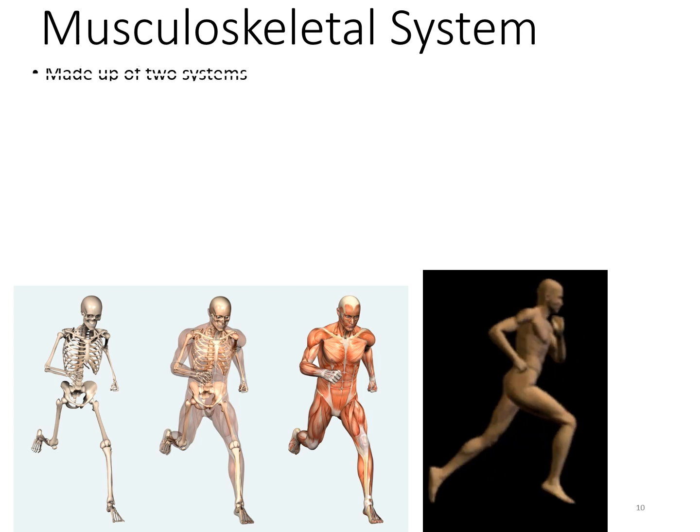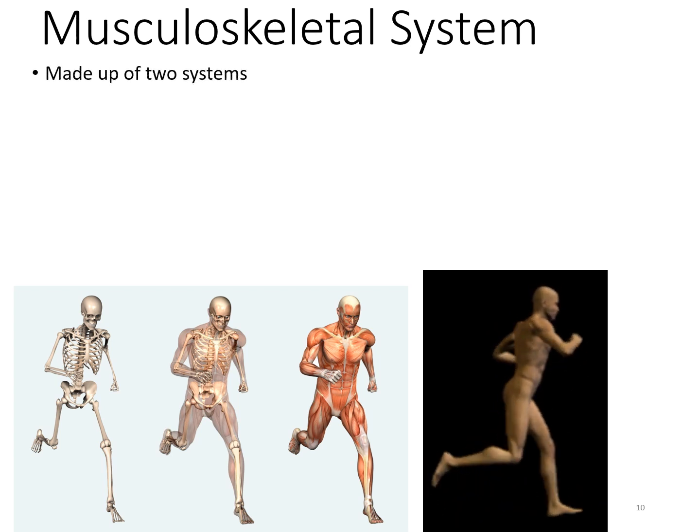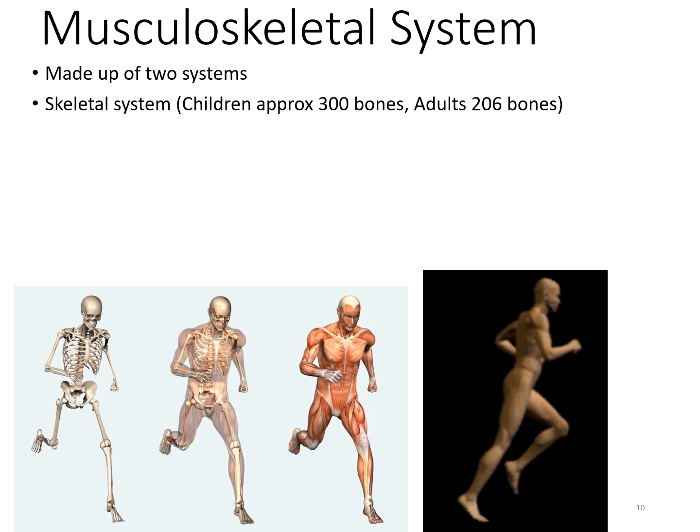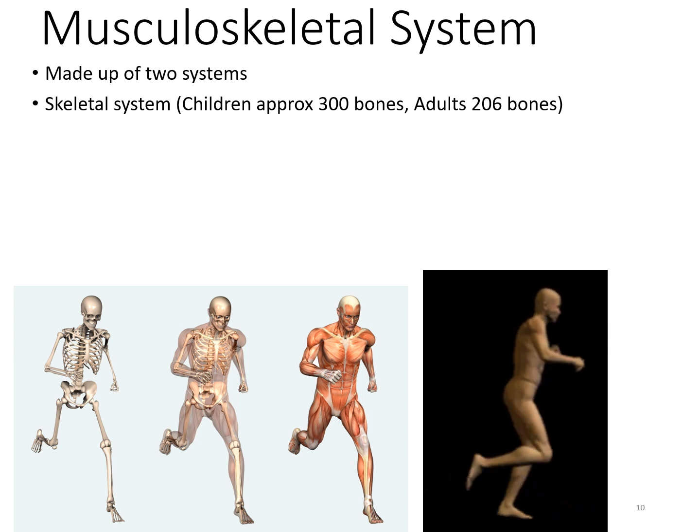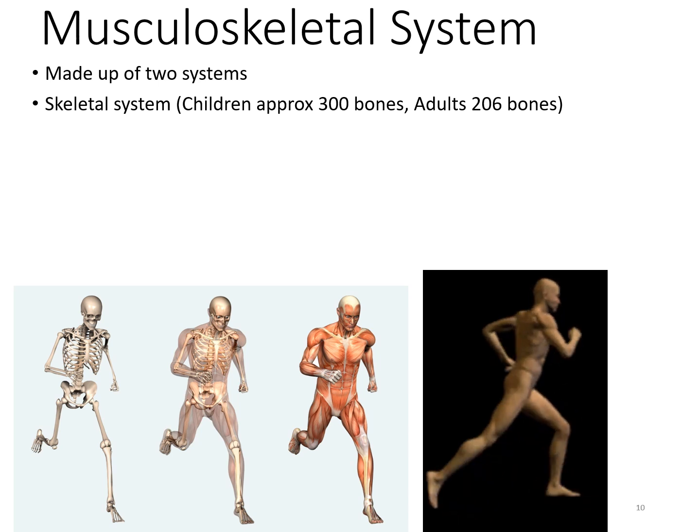So that's the quiz finished. The musculoskeletal system is made up of 2 systems. Guess what? Your muscles and your bones. Musculoskeletal. So your skeleton has about 300 bones in kids and about 206 in an adult.